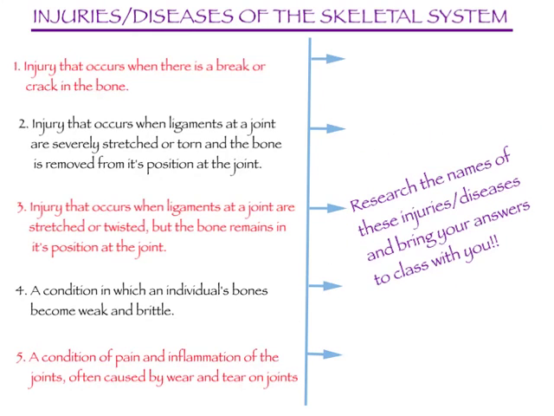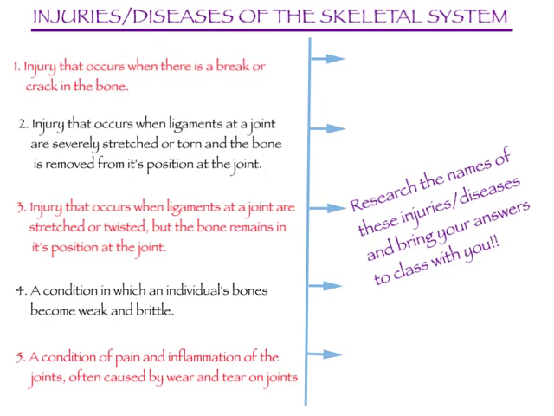Injury number 1 is an injury that occurs when there's a break or a crack in the bone. And there's many types of these. Injury number 2 occurs when ligaments at a joint are severely stretched or torn and the bone is actually removed from its position at the joint. Injury number 3 occurs when ligaments at a joint are stretched and twisted, but the bone remains in place. Injury number 4 is a condition that occurs when an individual's bones become weak and brittle. Often occurs in older age and the elderly.